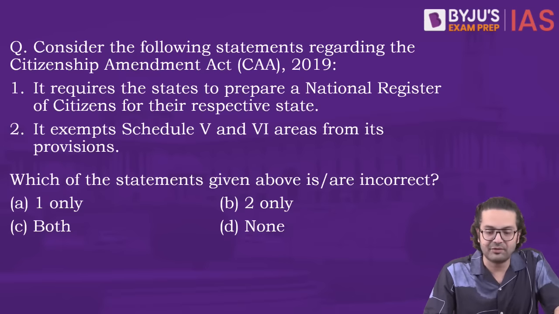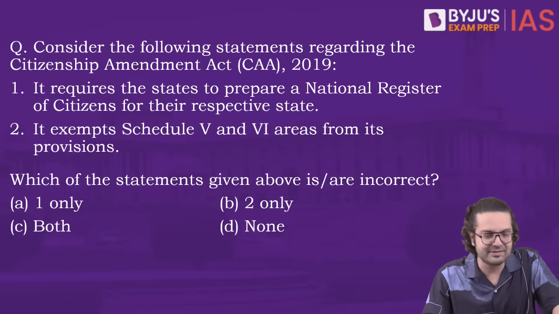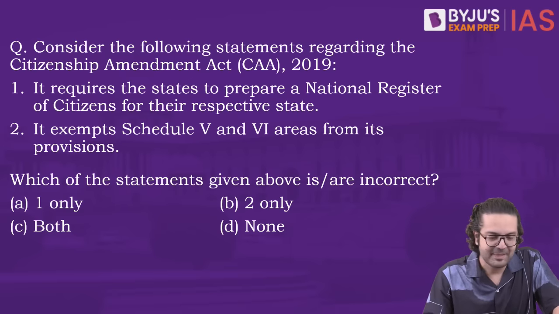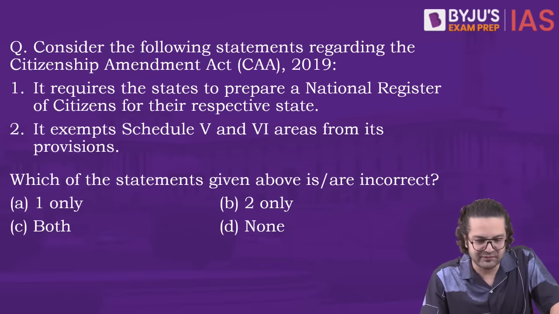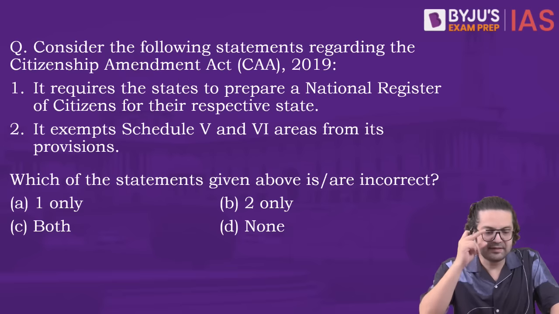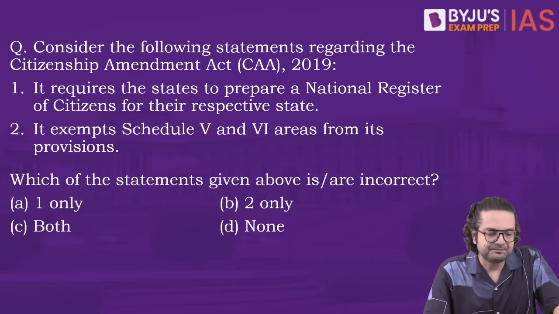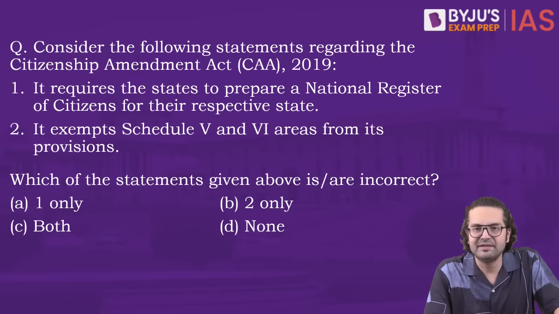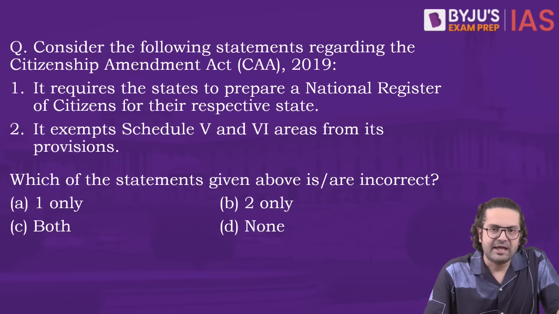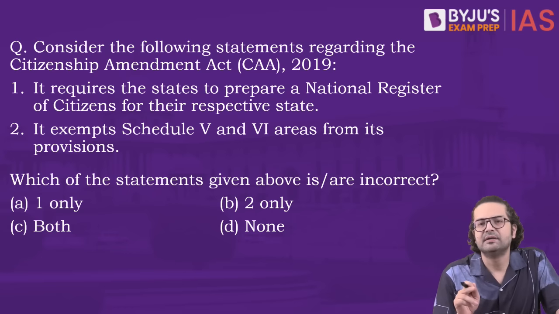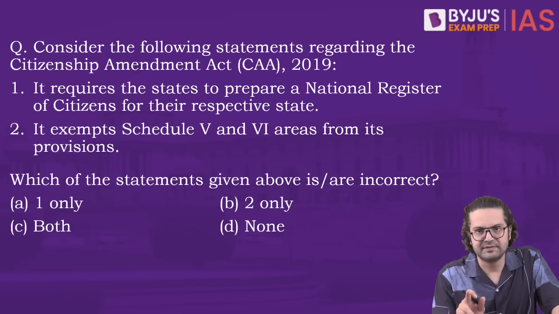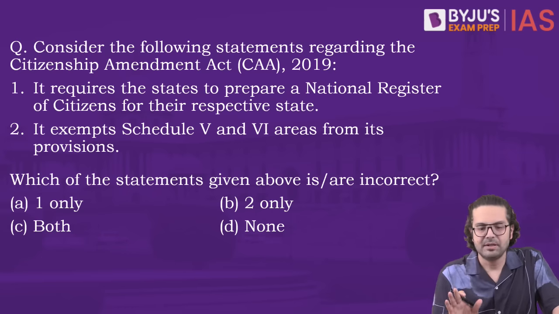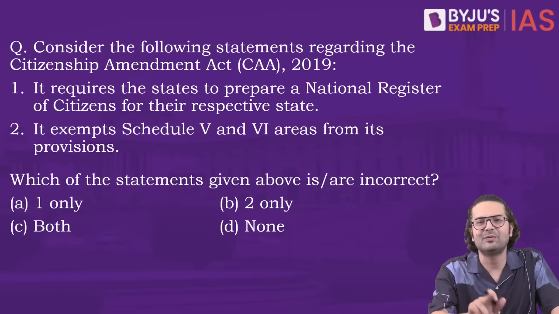Consider the following statements regarding the CAA 2019, the very controversial act passed in 2019. It requires the states to prepare a National Register of Citizens, NRC, for their respective state. Does it require the state to prepare an NRC? Yes. As far as the NRC is concerned, it can be prepared, but not under CAA 2019.